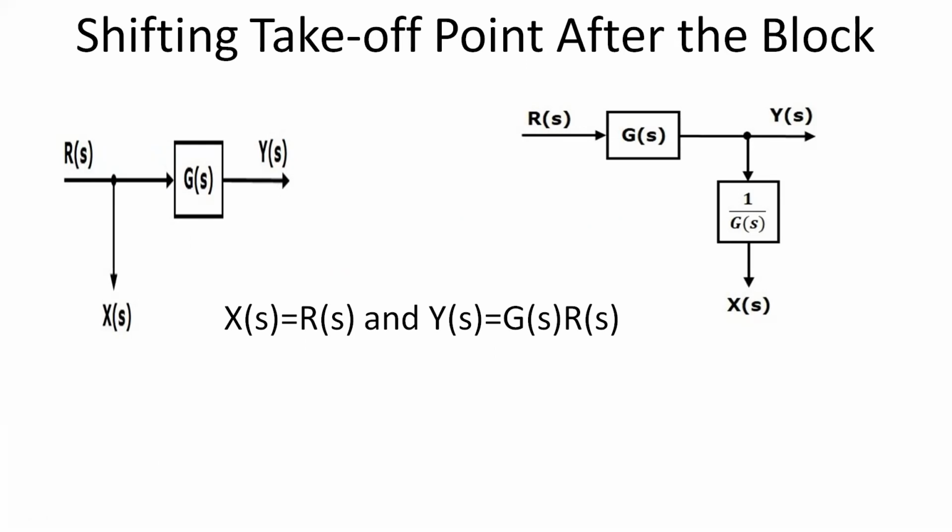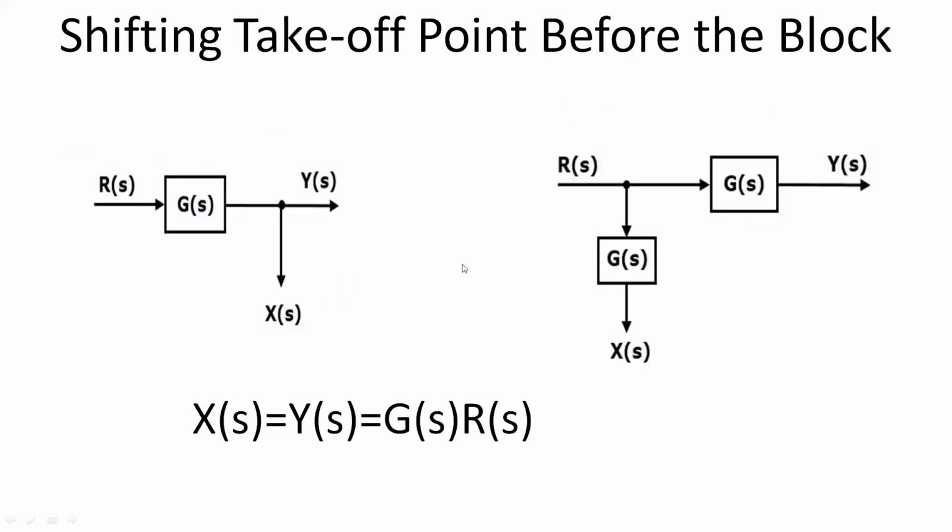Okay. So when you shift the takeoff point after the block, the output Y of S will be the same, but there is a difference in X of S value. So in order to get the same X of S value, we require one more block as 1 by G of S. This is important. It is having an input of Y of S and the output is X of S. Okay, so this is how we represent that block diagram.